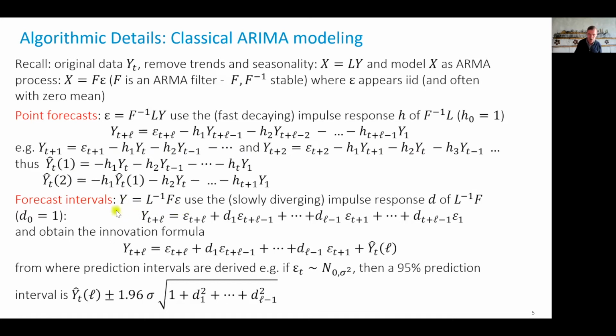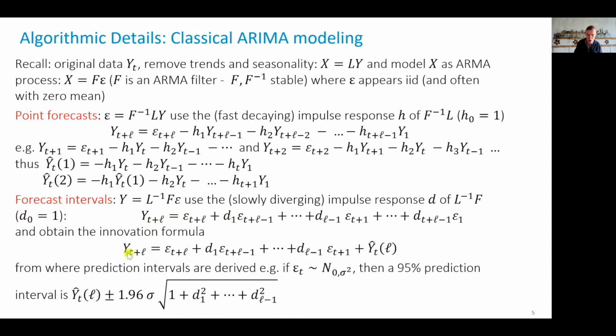If I use the reverse filter, this reverse filter exists, so L minus 1 exists, but is unstable, which means the coefficients will grow. They will not grow very fast here because L minus 1 is just at the boundary of stability, but they will grow, which is annoying if we have large summations. But as we'll see, we will use only a small number of terms here. So we can use the filter formula for this representation in this way. So we obtain y as a function of epsilon. We could use that for point forecasts, but that would pose numerical problems.